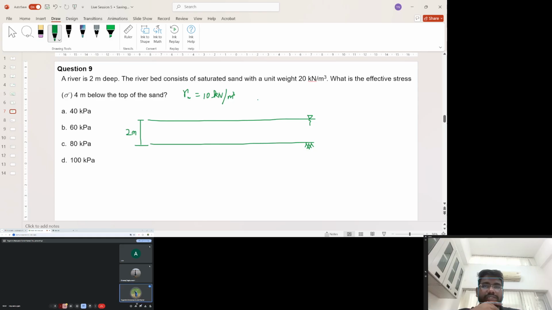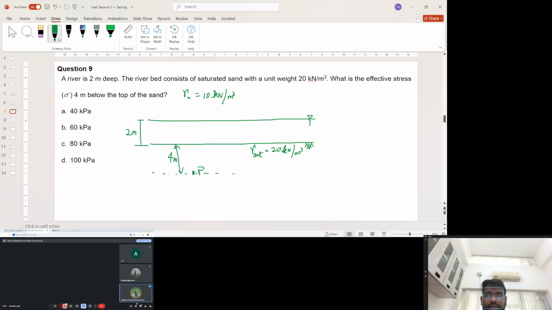Now the river bed consists of saturated sand of unit weight 20 kilonewton per meter cube. So gamma sat, since it is completely saturated, you need not bother about other unit weights. It is completely saturated, 20 kilonewton per meter cube. Now what we need is the effective stress at 4 meter. So let us consider a point P, which is at 4 meters.